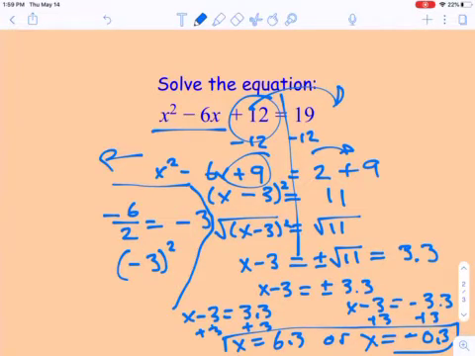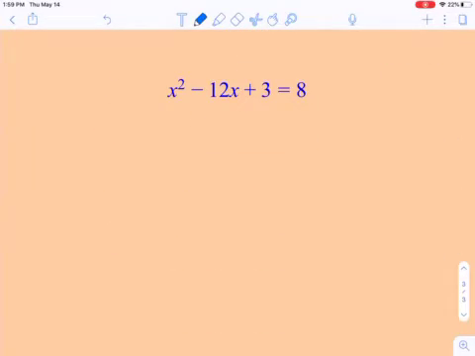All right, let's try one more example here. So x squared minus 12x plus 3 equals 8. Same deal. Let's get this x squared and the 12x by itself on this side. And in order to do that, I have to get rid of this 3. So let's subtract 3 from both sides, and that gives you x squared minus 12x equals 5.